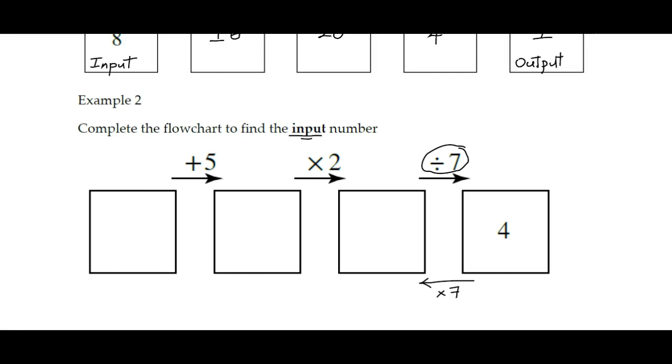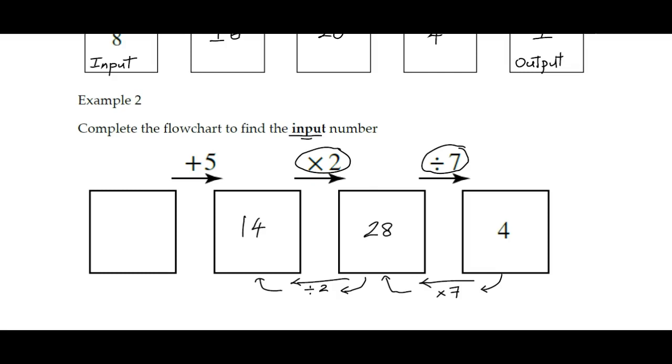So what are we going to do now? We're starting with our output number 4 and we're multiplying it by 7. So 4 times 7 is going to give me 28. Now let's have a look at 28. They have multiplied by 2 in the forward direction. So going backwards, what's opposite to multiply by 2? We are going to divide by 2. So 28 divided by 2, what's that going to give us? 28 divided by 2 is equal to 14.